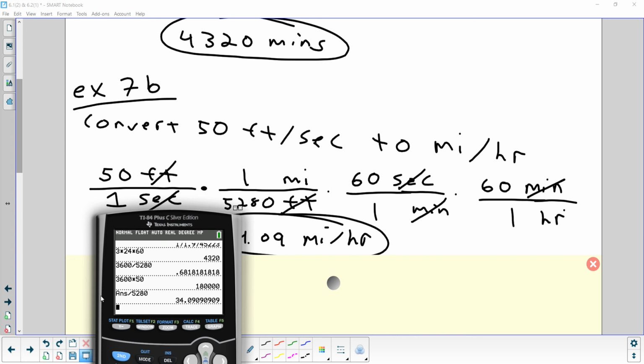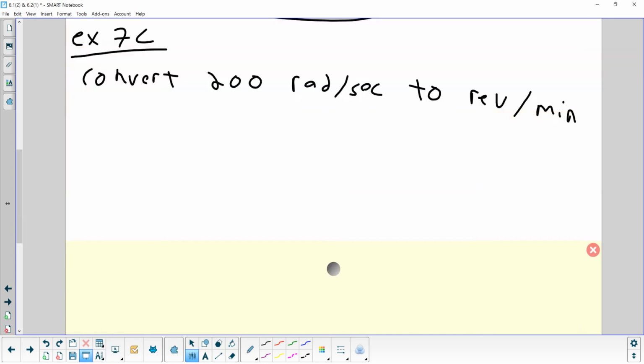Yes? This is more than just a general question, but on a test, would we just have to know off the top of our head how many feet are in a mile, or would that be provided? That one you could put on your reference sheet, but all the other conversions, like seconds to minutes, feet to inches, stuff like that, you should know. Okay. All right, last.